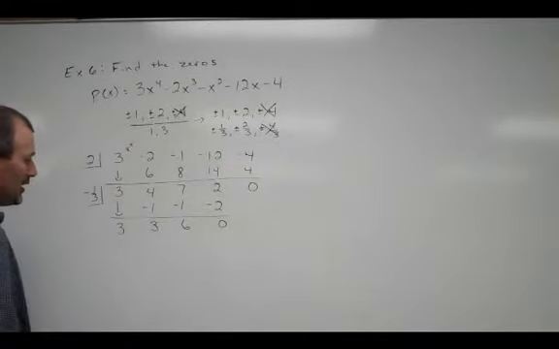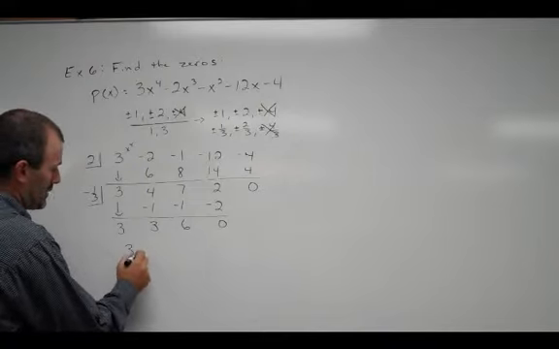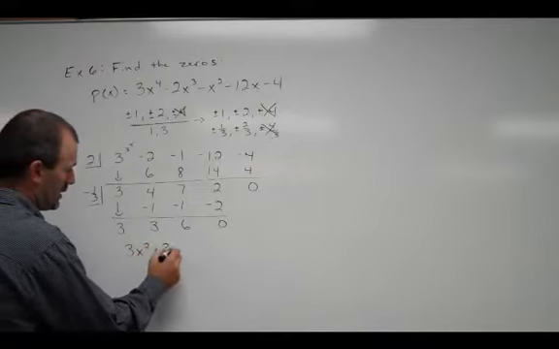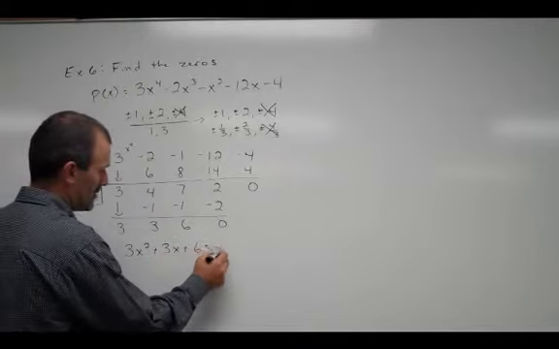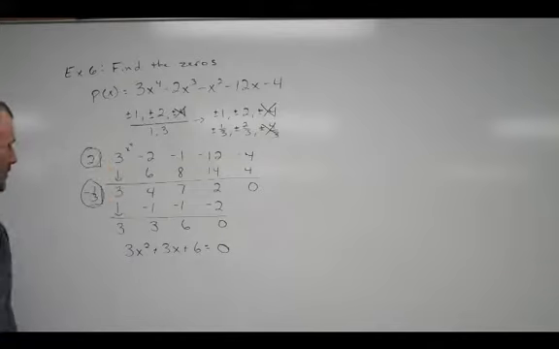So now, if we look at what's left here, we have 3 times x squared plus 3 times x plus 6 equals 0. So here's one 0, here's another 0.